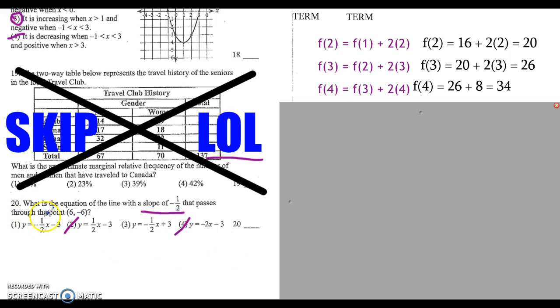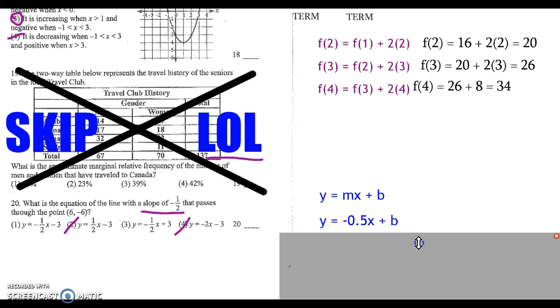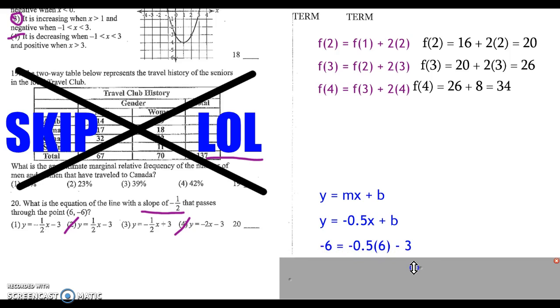Now I have a 50-50 shot. Whatever I like better, -3 or +3. Well, there's an easy way to figure that out. We're going to write down y equals mx plus b. We're going to put in our slope, and we'll also put in our two values, our x value and our y value. So here's our slope. I converted it to -0.5 because I like decimals. I put in my x and y values. This is my y value, -6 from the point.